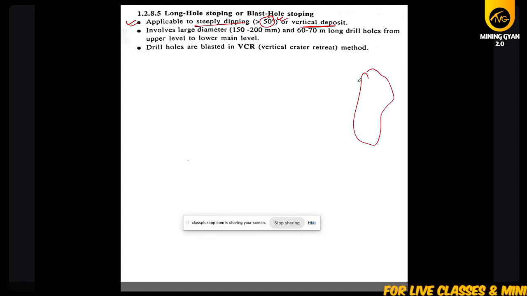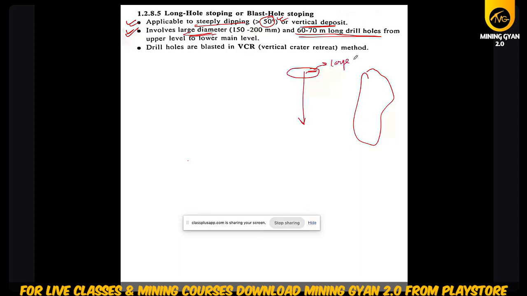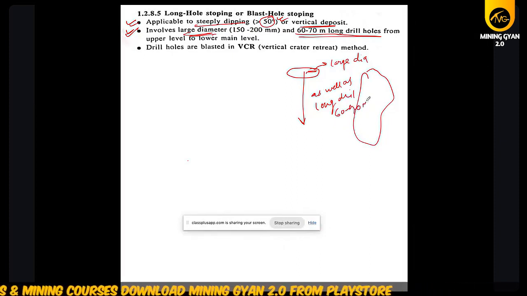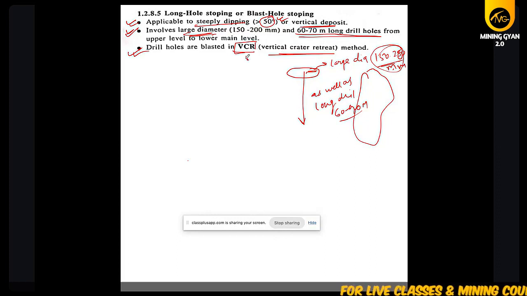Okay, and it involves large diameter or long drilling holes, means long holes are needed, the diameter should be more, means large diameter as well as long drill holes, up to 60 to 70 meter, diameter 150 to 250 mm. Drill holes are blasted in the vertical crater retreat method, the VCR method. So in the long hole stoping method we use the VCR method.